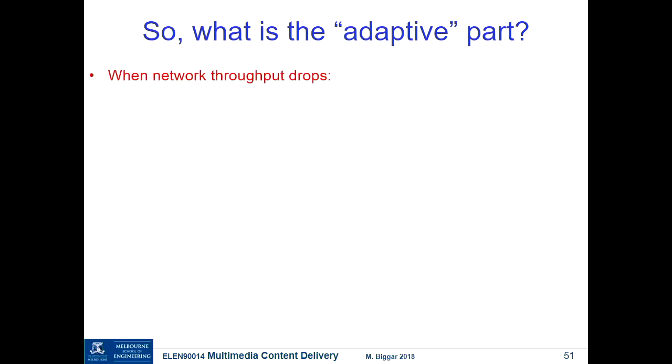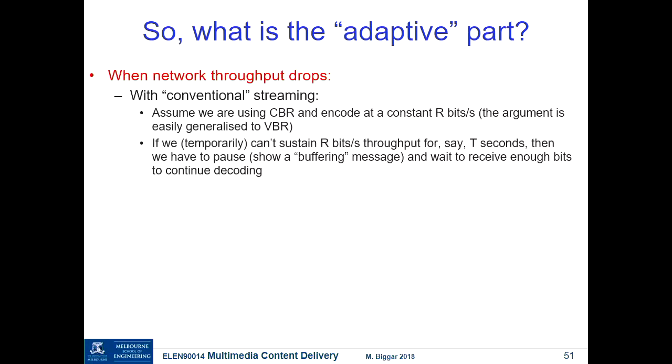So what's the adaptive part? When the network throughput drops, with conventional streaming, what we've been talking about to date, let's just assume we're using constant bit rate, and we encode at this constant R bits per second. The logic works with variable bitrate as well, but it's just simpler to visualize if we assume constant bitrate. So let's suppose temporarily, because of network congestion, we can't sustain R bits per second throughput for, say, this T seconds.